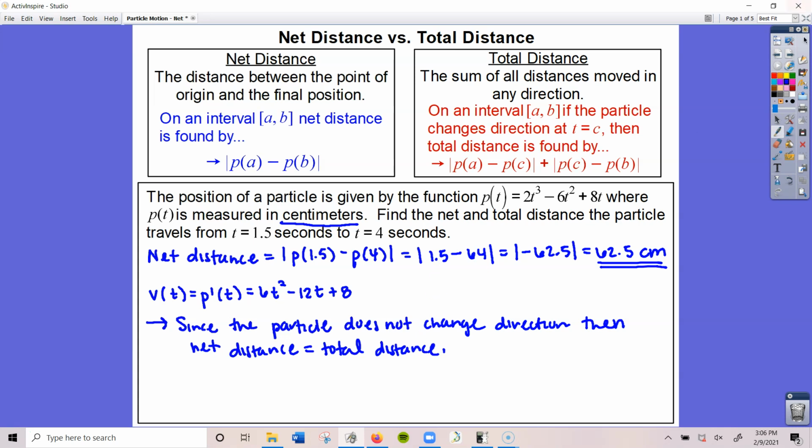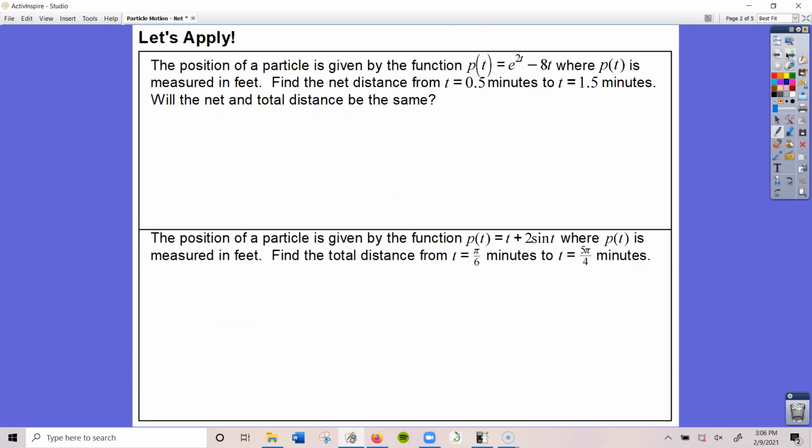Okay, let's go ahead and look at the next question. The position of a particle is given by the function p of t is equal to e raised to the 2t minus 8t, where p of t is measured in feet. Find the net distance from t is equal to 0.5 minutes to t is equal to 1.5 minutes. Will the net and total distance be the same? So first, let's find that net distance, which is going to equal the absolute value of p of 0.5 minus p of 1.5.